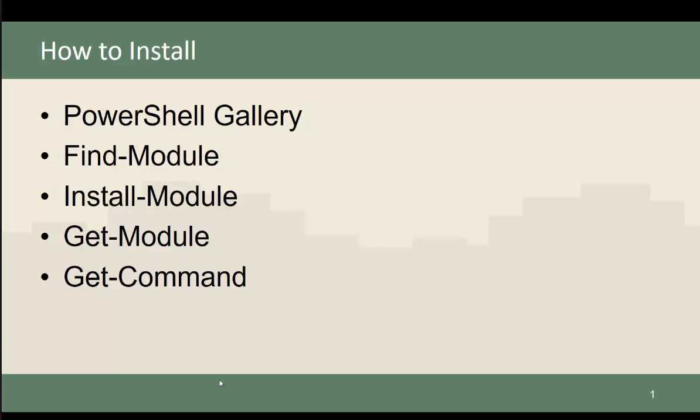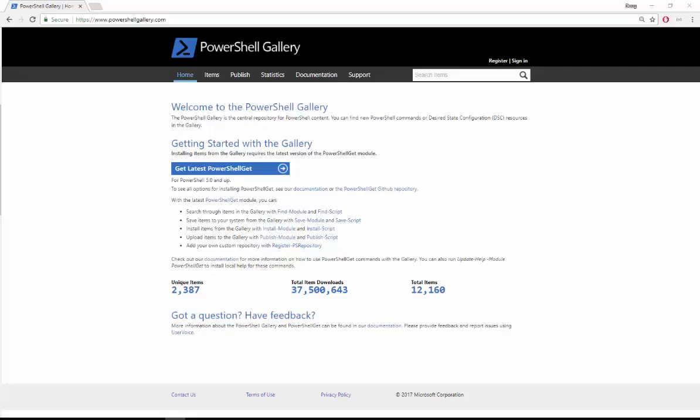In this video, we're going to take a look at how to install ImportExcel. We'll take a look at the PowerShell gallery. We'll find the module with find module. Then we'll install it. Then we'll use get module in PowerShell to see where the module is and where it's installed. And then we'll use get command to see what we can do.